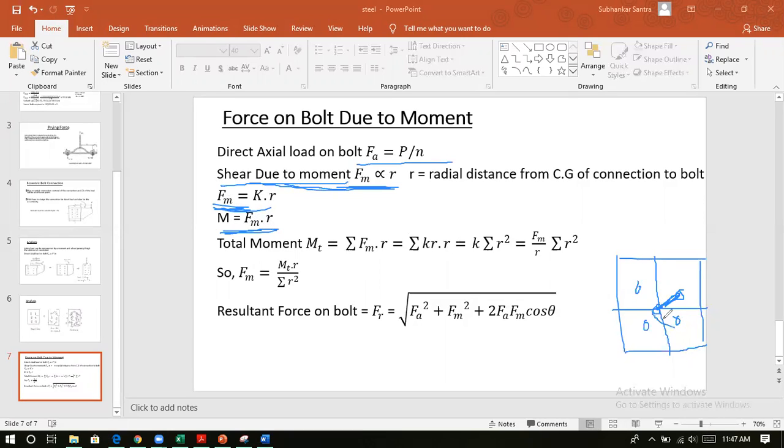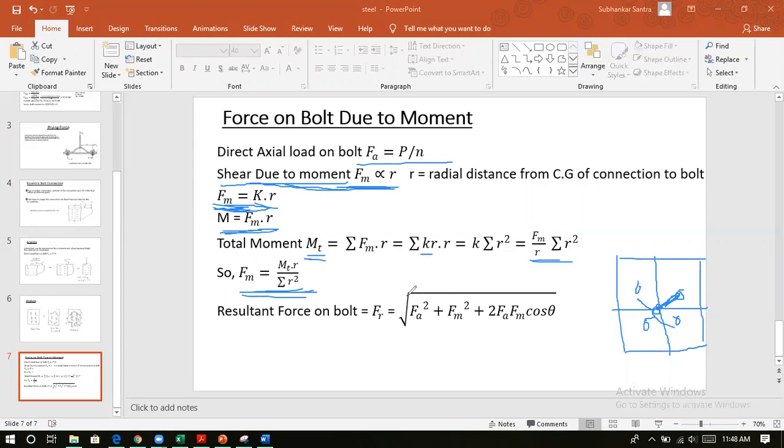Now, if we sum up all the moments on the bolts, we will get the total moment. Then the total moment can be represented as Mt equal to summation of Fm into R. And Fm can be represented as K into R. So we are simply replacing Fm with KR, and we can take K out of the summation, so K into summation of R square, and K can again be represented from the equation Fm equal to KR, so we can write K equal to Fm by R. So we have written Mt equal to K into summation of R square. Now from this we can write Fm equal to Mt into R by summation of R square.